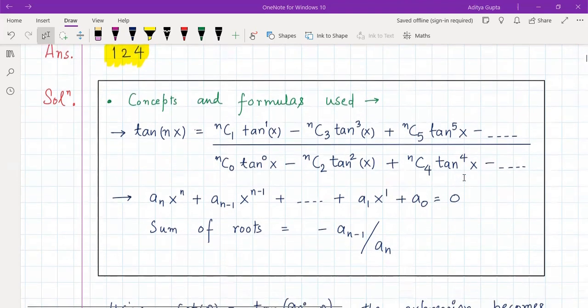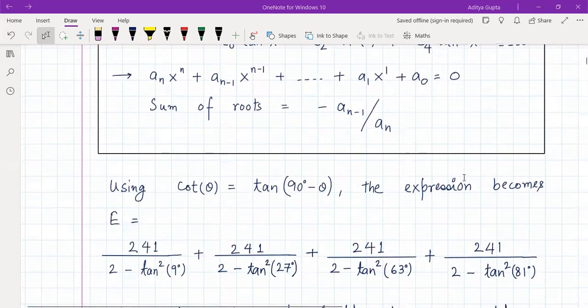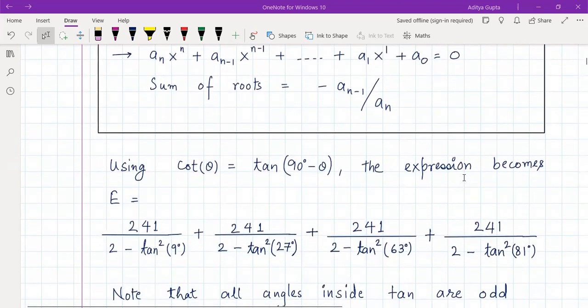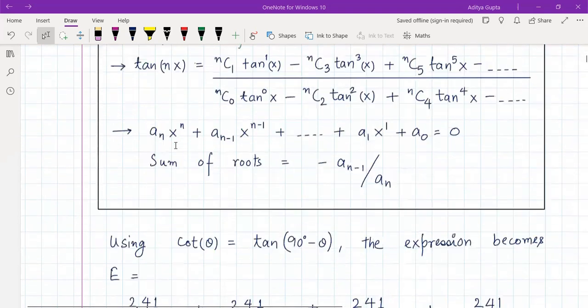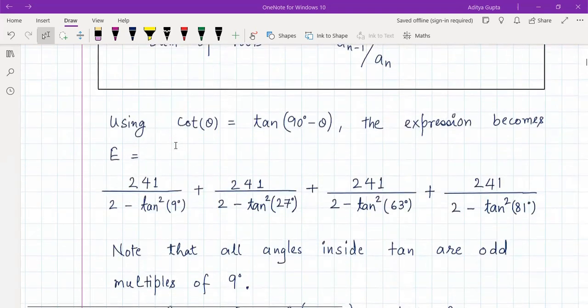Now, using these, how can we solve the given question? Let's have a look. So basically, first of all, what we can do is use cot theta equal to tan of 90 degree minus theta. So the expression will become this. Now look, cot square 81 degree I have written as tan square 9 degree. Cot square 63 degree I have written as tan square 27 degree, right? Then cot square 27 degree I have written as tan square 63 degree. And similarly cot square 9 degree, we have written as tan square 81 degree. That's how we have formed this expression in terms of tan rather than cot.